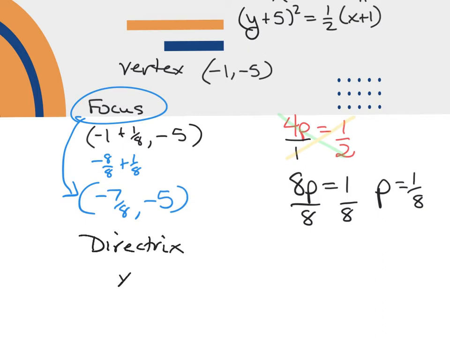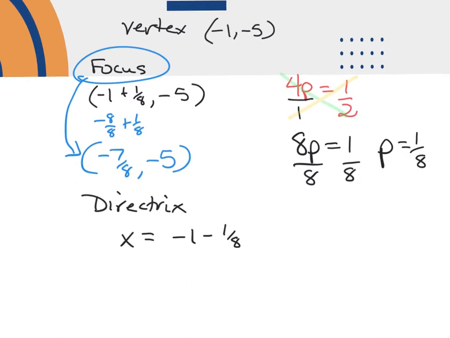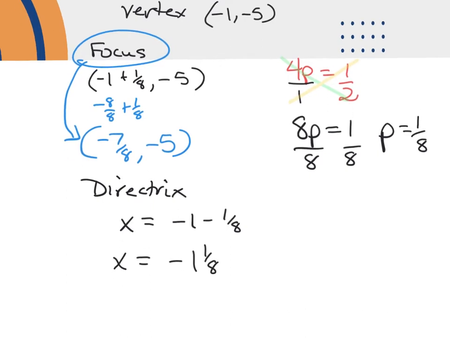And I'm going to take x equals -1 minus 1/8. So my directrix is located at -1 1/8. If WebAssign prefers it as an improper fraction, this would be -9/8. For graphing purposes, I would rather see it like this so you know exactly where to draw that line.